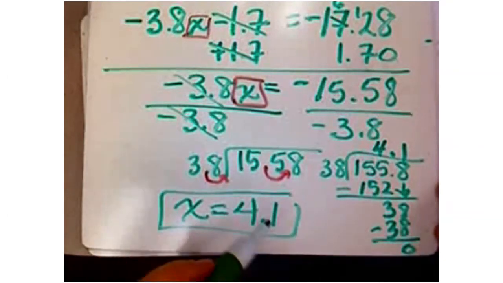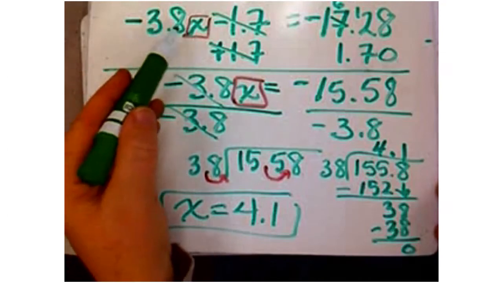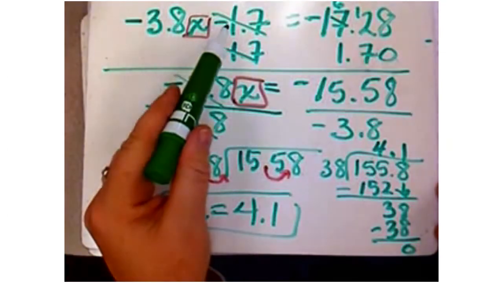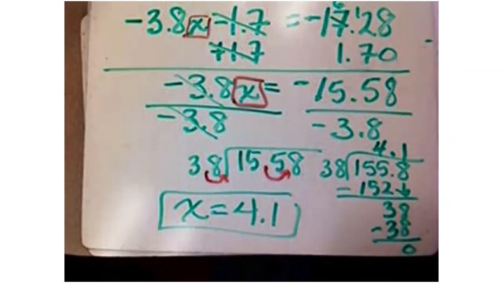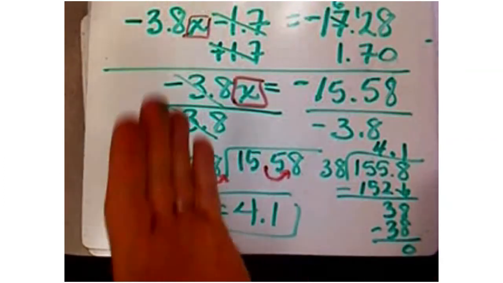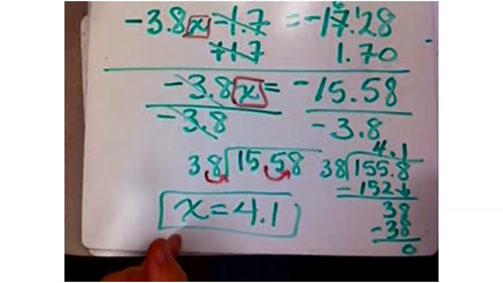So x equals 4.1. You could check it if you wanted to plug it back in and do negative 3.8 times 4.1. Subtract 1.7 and you should end up at negative 17.28. You could use your calculator for that. So there's a two-step process that you're used to doing with your whole numbers or your integers.